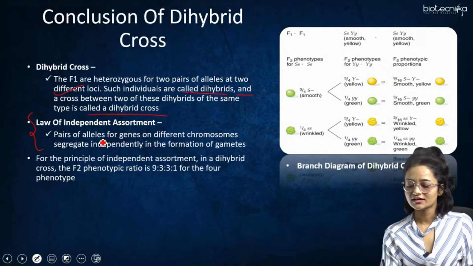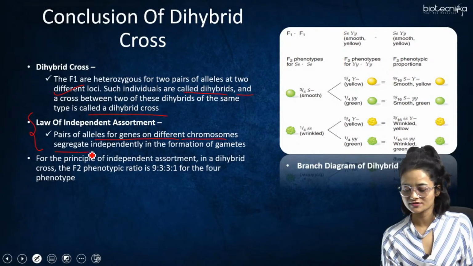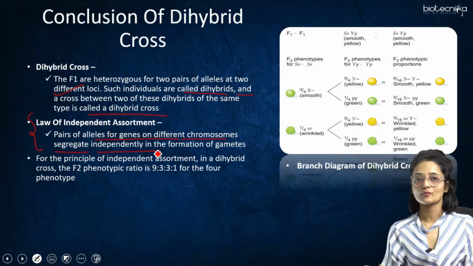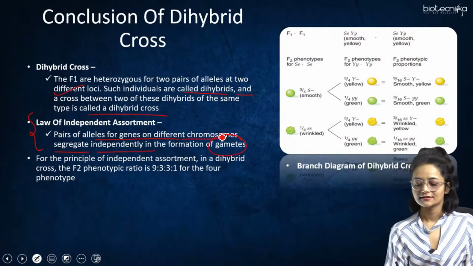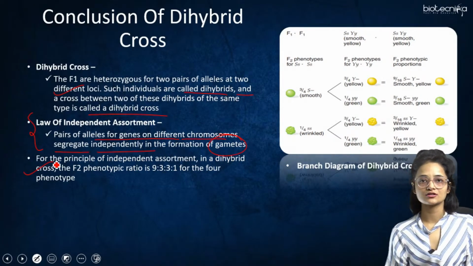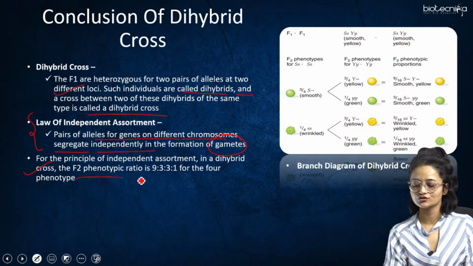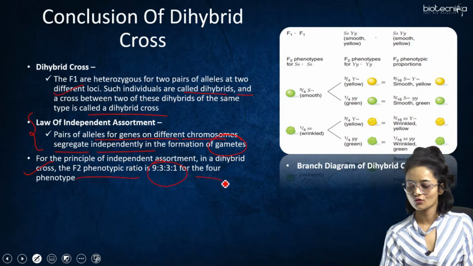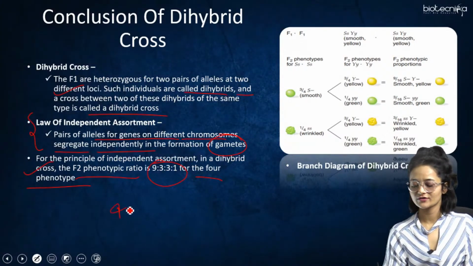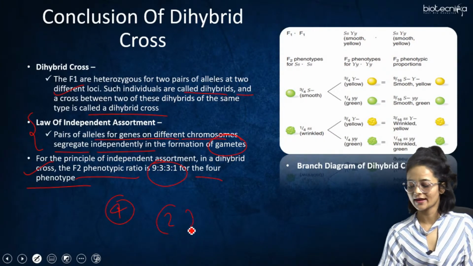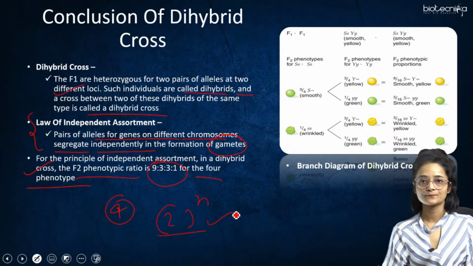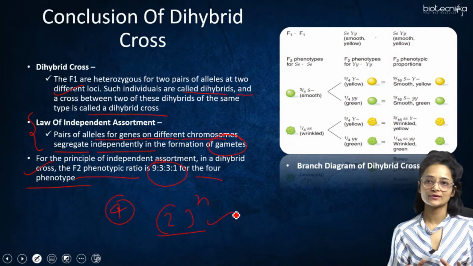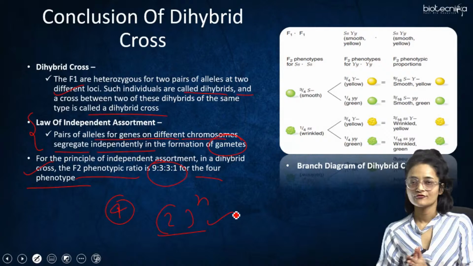So pairs of alleles for genes on different chromosomes segregate independently, firstly, in the formation of gametes, right? Then it says that for the principle of independent assortment in a dihybrid cross, the F2 phenotypic ratio is 9:3:3:1 for the 4 phenotypes. So 4 different phenotypes would be produced here. 2 to the power n is the formula through which we calculated that. Now here is the branch diagram through which we can calculate the genotypic and phenotypic ratio in a better way for the dihybrid cross.